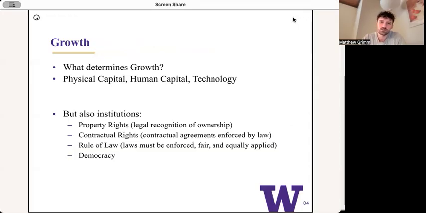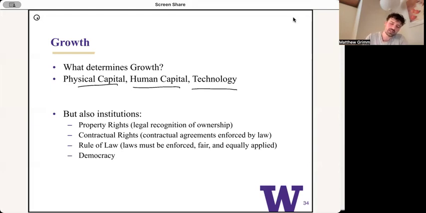So what does determine growth? Well, like I said before, the three main components that we're going to focus on are physical and human capital, along with technology. Other things that may impact growth could be property rights, which is who owns what, contractual rights, rule of law, and also democracy.